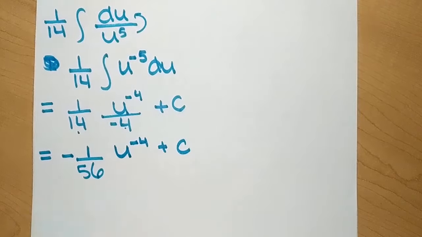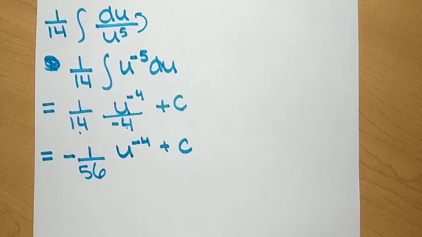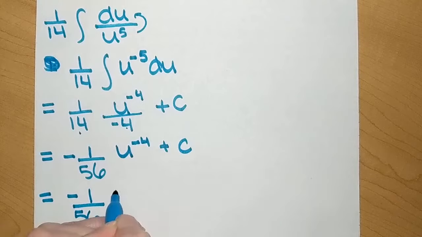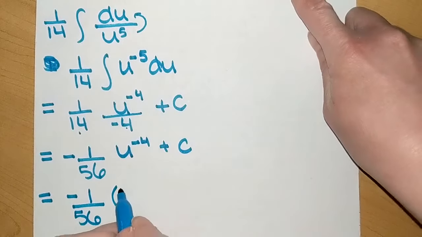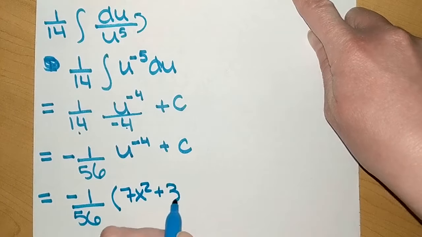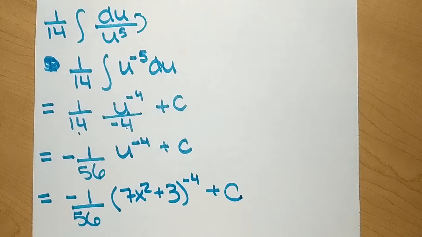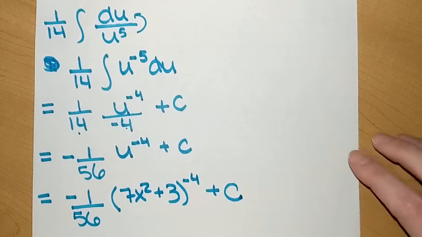Okay, now you cannot keep your answer like that because the last step is to substitute back in u. So you would have that u, by definition, was the 7x squared plus 3, to the negative 4, plus c. Okay, and that would be a good final answer. If it makes you happier about life, you can move the negative exponent down, but you do not have to.